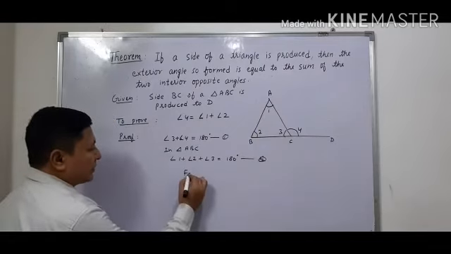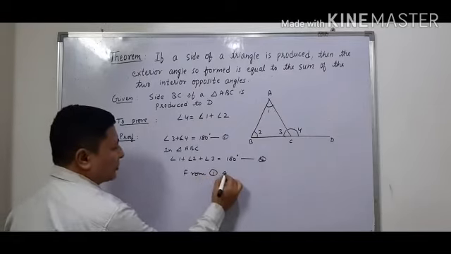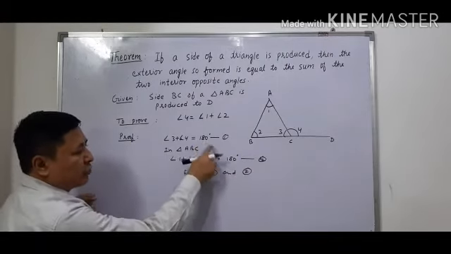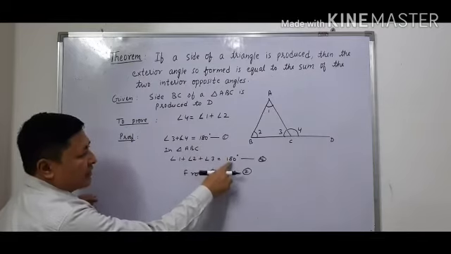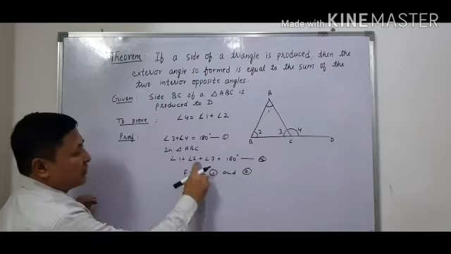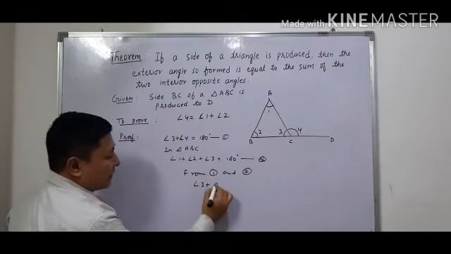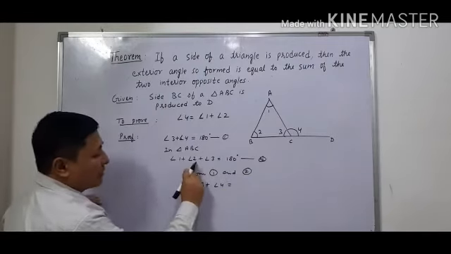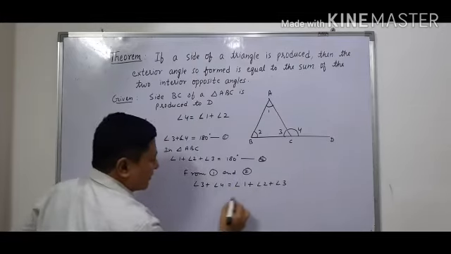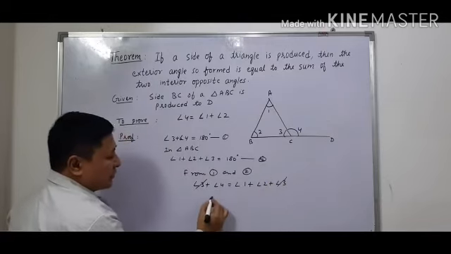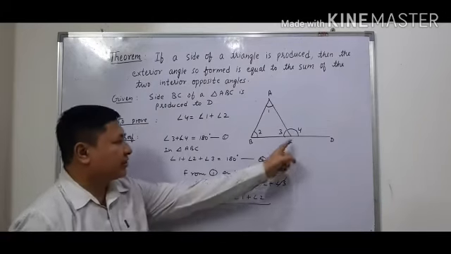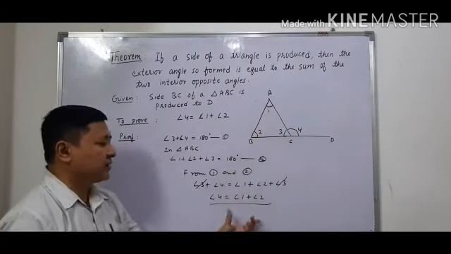Now we will compare equation number 1 and equation number 2. You can see the right hand side of both equations is 180 and 180. So the right hand side is equal, so the left hand side will also be equal. So angle 3 plus angle 4 will be equal to angle 1 plus angle 2 plus angle 3. This angle 3 and this angle 3 will cancel. So angle 4 is equal to angle 1 plus angle 2. This proves that the exterior angle is equal to the sum of the interior opposite angles.